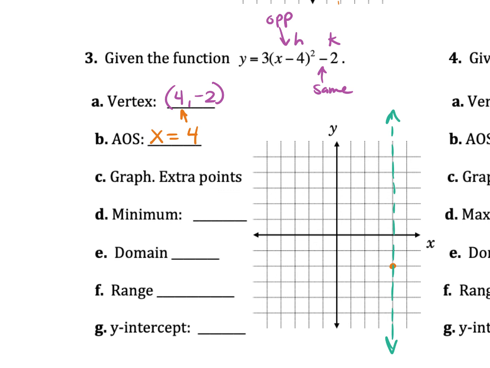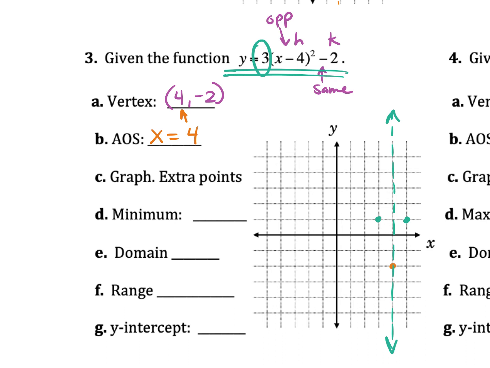Can you tell me your next 2 points, or what you're going to do to plot them? You don't need to make a t-chart yet. What value up here have we not used yet? The 3. What does that 3 do for us? Treat it like a slope one time, right? So where are we moving? Up 3, 1, 2, 3 to the right one, and up 3 to the left one.